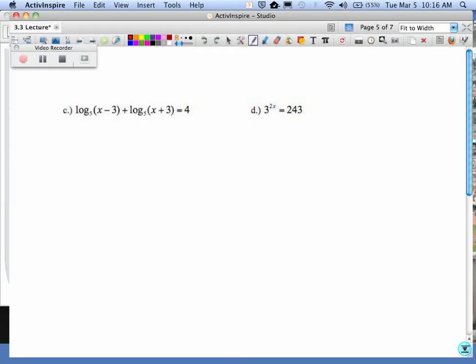When you look at a problem like this, I have two logarithms. What I want you to do is squish them together. So I have log base 5. What do I do when we're adding logarithms together? How do you squish them back together? What are we multiplying? x minus 3 times x plus 3.